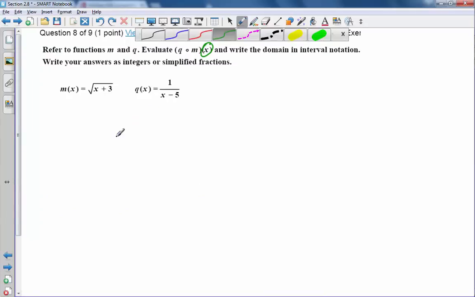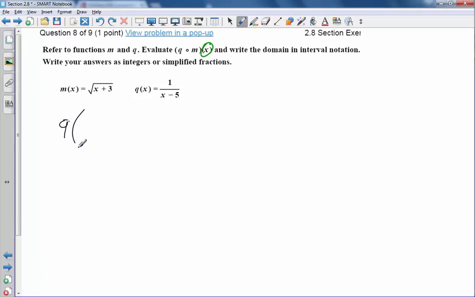Let me copy this. But I'm going to copy this in the second format. Instead of Q circle M, I will do this: Q of M of X. This is the same as Q circle X, Q circle MX, okay? This is given, I just changed it into the second way. Look, just follow the same recipe.